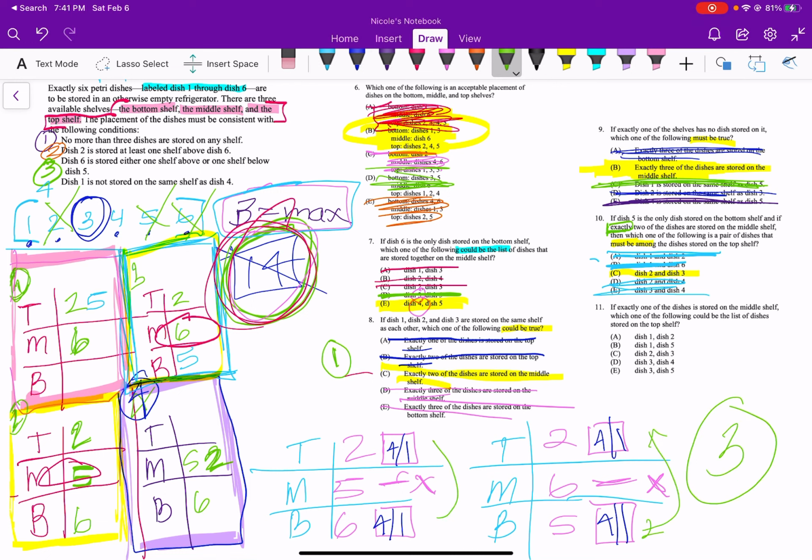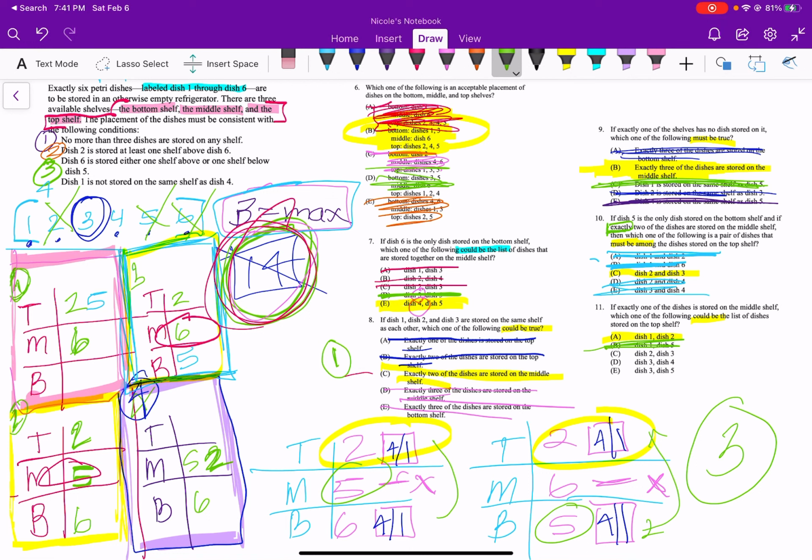So this is saying which of the following could be, so it doesn't have to be, it just could be the dishes on the top shelf. Could 1 and 2 be the dishes on the top shelf? Yeah. In both of these it could be. So I'm going to select it. B, 1 and 5. No, because we never have 5 on the top shelf. C, 2 and 3.